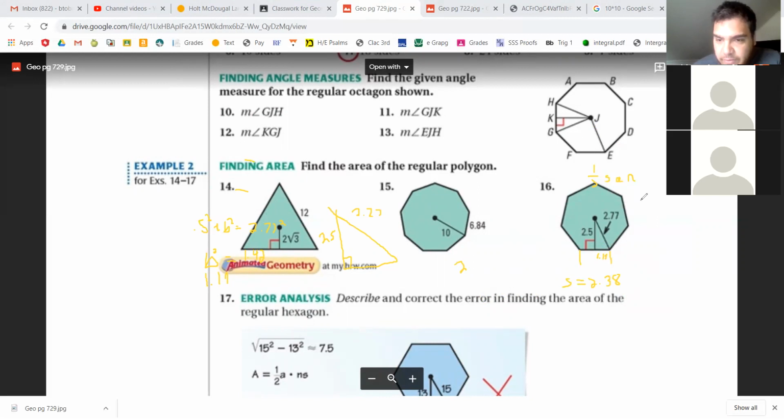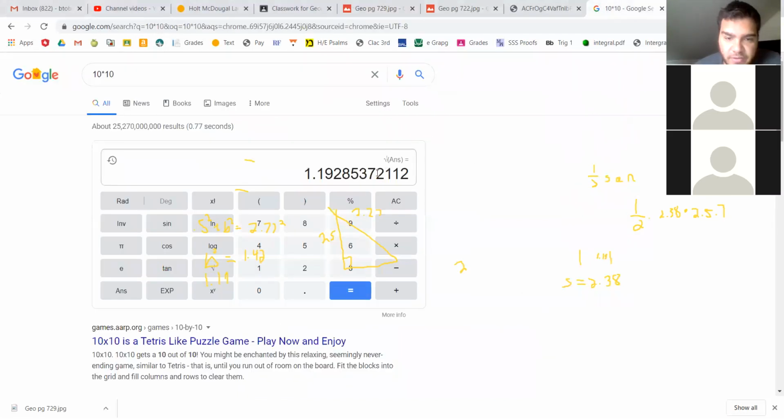So it seems like we could do everything. 1/2 times the size of the side is 2.38 times, Rivka, which one of these two numbers is the apothem? The 2.5. Good, the 2.5. And how many sides does this have? So the number of sides. 7. 7. So we times that by 7. All right. Then from there, it's just simply type in your calculator.